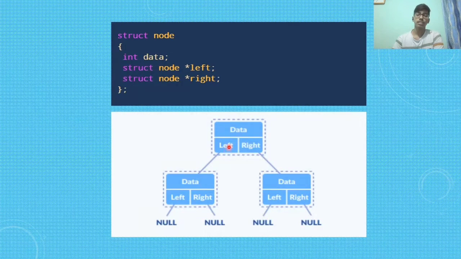A node consists of data, a left pointer and a right pointer. The left pointer points to the left child, the right pointer points to the right child, and again the node consists of a left pointer and a right pointer, and the next node consists of data and then a left pointer and a right pointer.